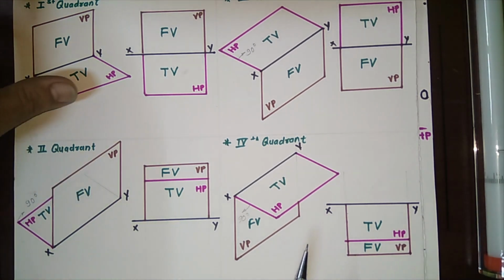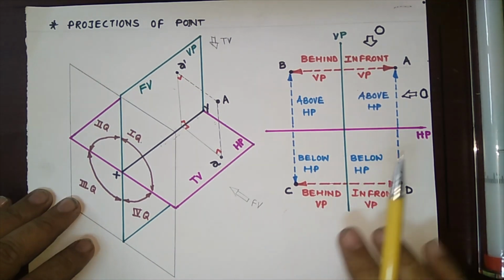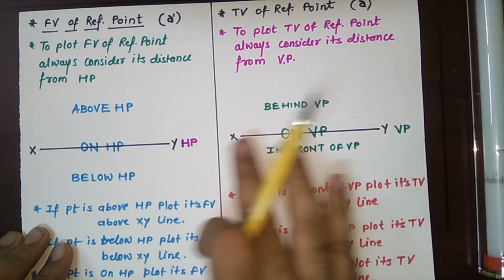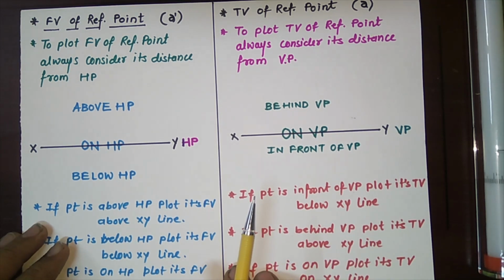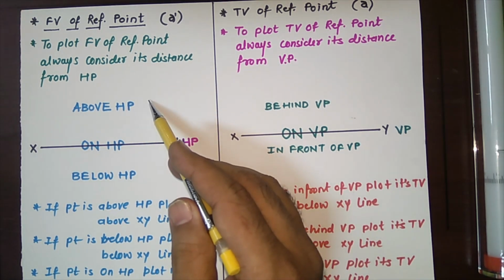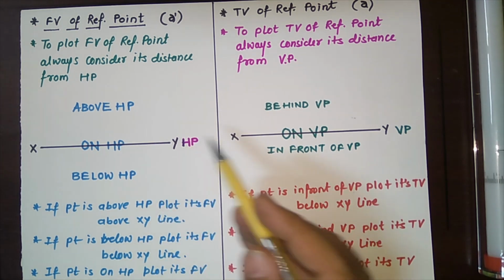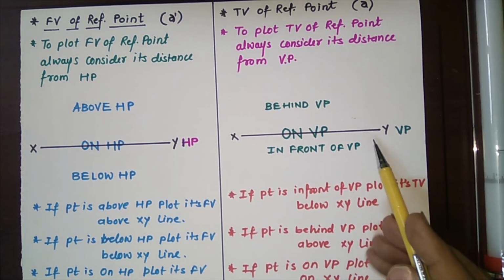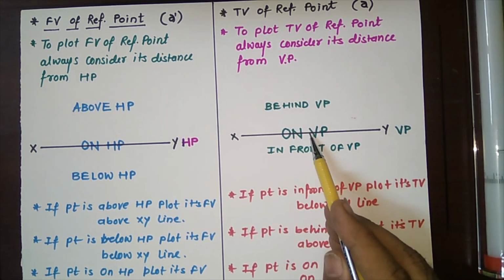Now this is the basic information that we have seen in the last lecture. One more part that we have seen, this is a very simple diagram that you must remember. If you remember these two, you can easily plot any point which appears in any of the quadrants. That is, if the point is above HP, plot it above XY line, below HP, below XY line, on HP, on XY line. Similarly, if we plot the point with respect to VP, this area is in front of VP, this area is behind VP, and this is on VP.